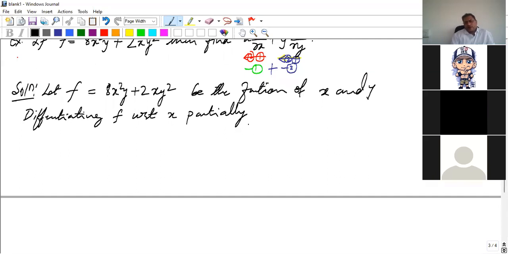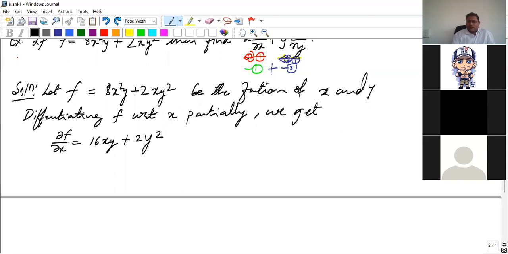Now, if we differentiate this partially with respect to x, what we get is double f by double x. So if I differentiate this, what I'll get is 16xy. Y is treated as a constant when we are differentiating with respect to x. Plus, we'll be having 2. The derivative of x is going to be 1, and this y square remains as it is. So this is the first step that we have completed.